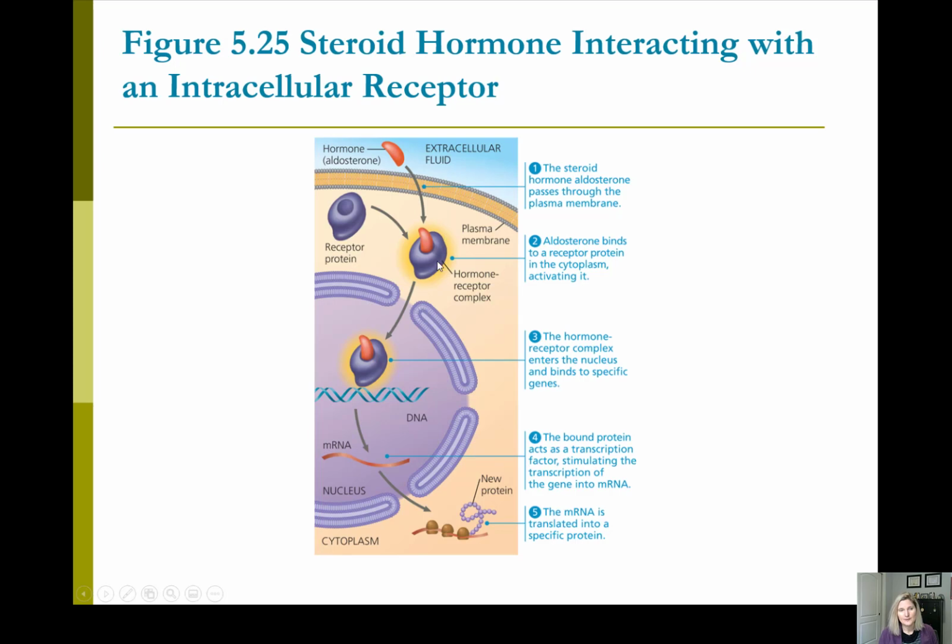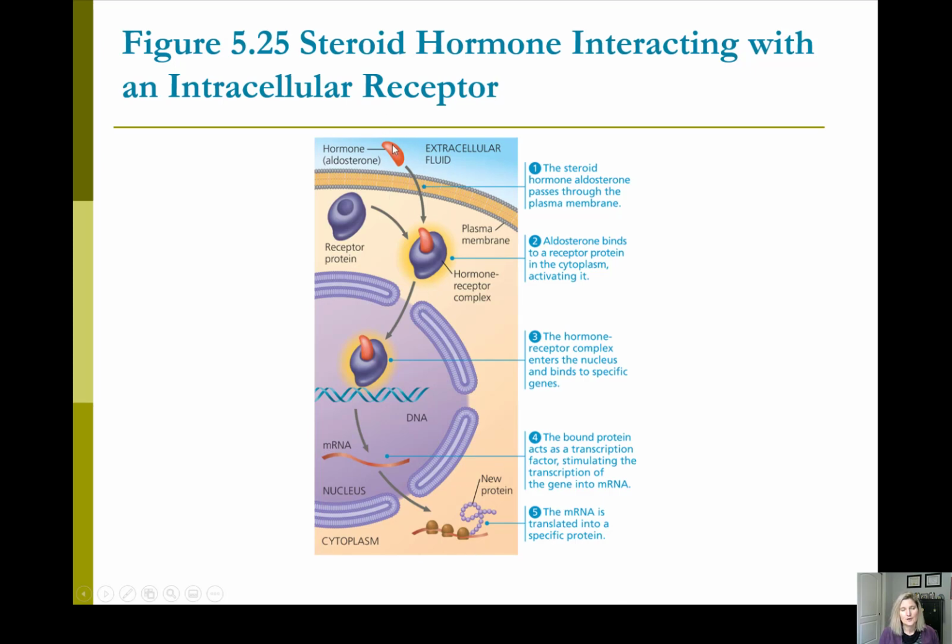And that receptor protein is going to activate the response. So that's going to basically cause this hormone receptor complex that has the hormone and the receptor protein to enter the nucleus of the cell where the DNA is. And that's going to trigger the DNA to send a signal in the form of messenger RNA. It's going to activate a specific gene to trigger a protein to be made within the cytoplasm.